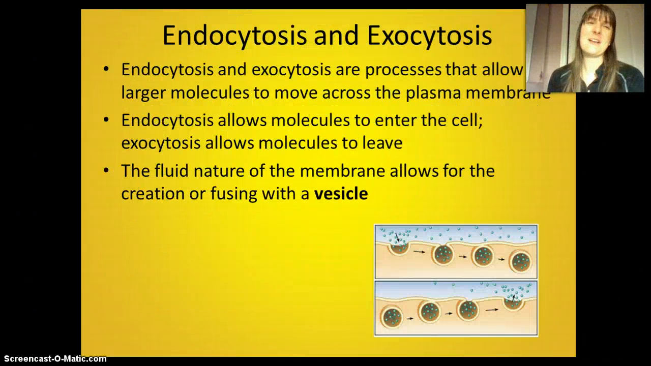So the last thing I want to talk about is how large amounts of things get either brought into the cell or brought out of the cell. It's called endocytosis and exocytosis. So endocytosis means bringing in, and exo, like exit, cytosis means going out. They're processes that allow larger molecules to move across the plasma membrane. So instead of going through a protein, instead what's going to happen is an entire chunk of membrane is going to either fuse with the overall membrane or pinch off to go inside.